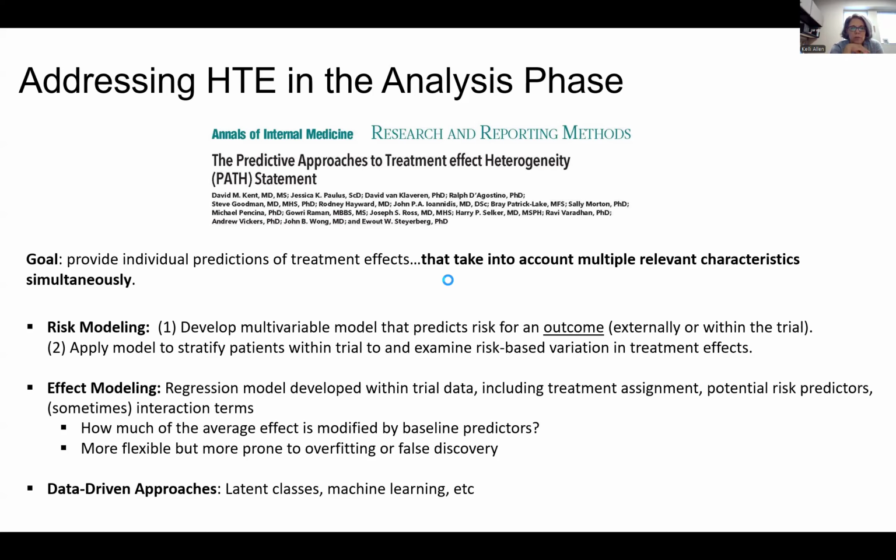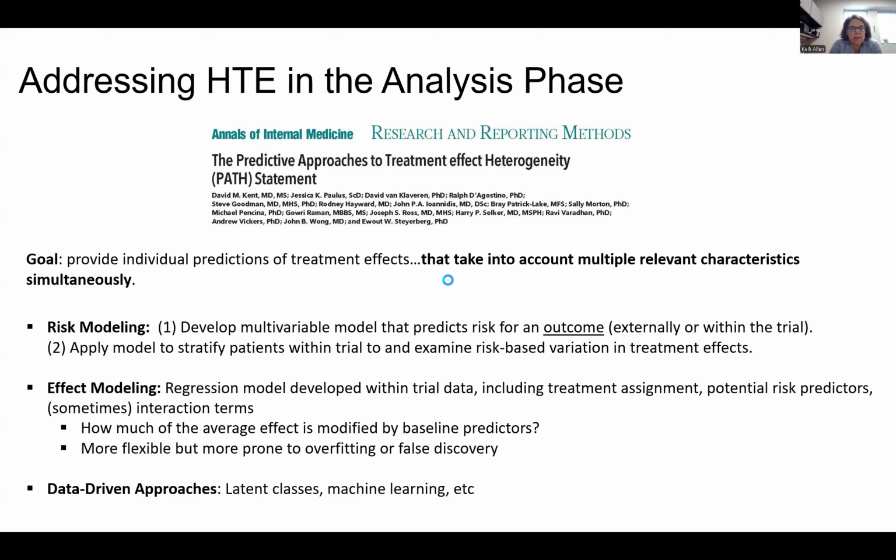And so the first is risk modeling. I don't see this done super commonly, and maybe in other fields, but not in rheumatology or musculoskeletal conditions. And here you would develop a multivariable model that predicts risk for an outcome, and you can do that either externally in another data set you have, if you have that, or within the trial. And then you would apply that model to stratify patients in your trial and then look at risk-based variation in treatment effects. Okay, so I think it's an interesting approach, but again, I don't see that done very often.